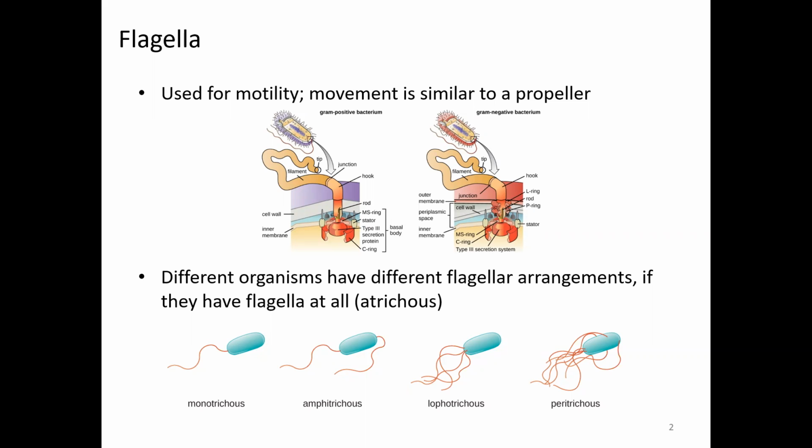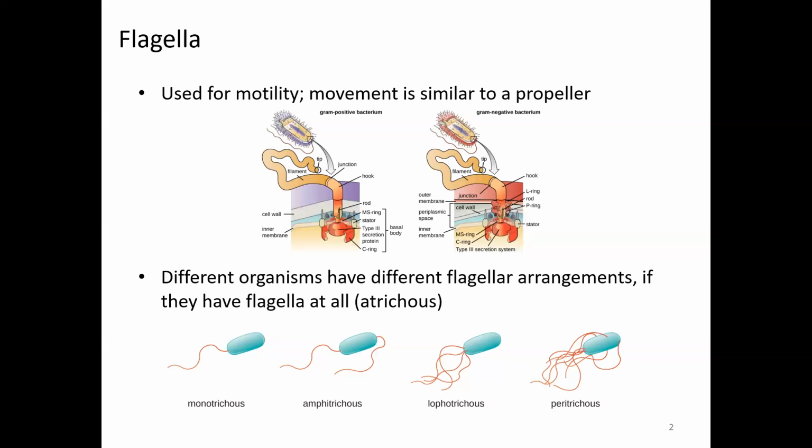So at the bottom, you can see the different types of flagellar arrangements. Monotrichous means there's one single hair. When there's one at both ends, we use the prefix amphi. So amphitrichous means there's a flagella on both ends of the bacteria. Lophotrichous means there's like a tuft or a clump of flagella at only one end of the bacteria. And then peritrichous means that the organism is completely covered in flagella.